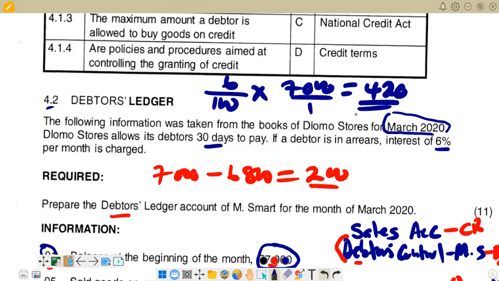So it means if it's an interest that has been charged, it's being charged on the balance, and the balance is on the debit side of the debtor's control, of the debtor's ledger. So if it's on the debit side, the interest is going to increase that balance that we're having on the debit side. So this 420 is going to come again on the debit and increase the balance that is there on the debit. It's an interest. So this is what we are going to enter. We're going to enter that amount of 420.